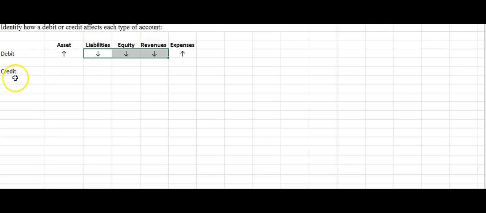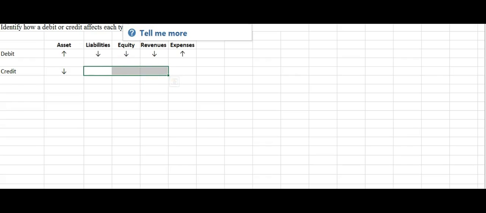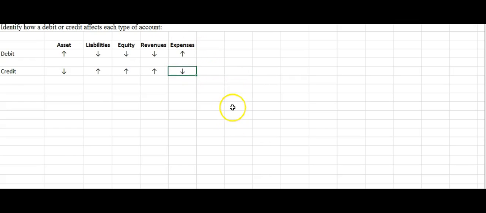The opposite is true if you look at the credit side, obviously. Assets are going to go down with a credit, and these three are going to go up: liabilities, equity, and revenues. And expenses are going to go down with credits, okay? You need to know this if you're going to do a very basic, simple journal entry, right?